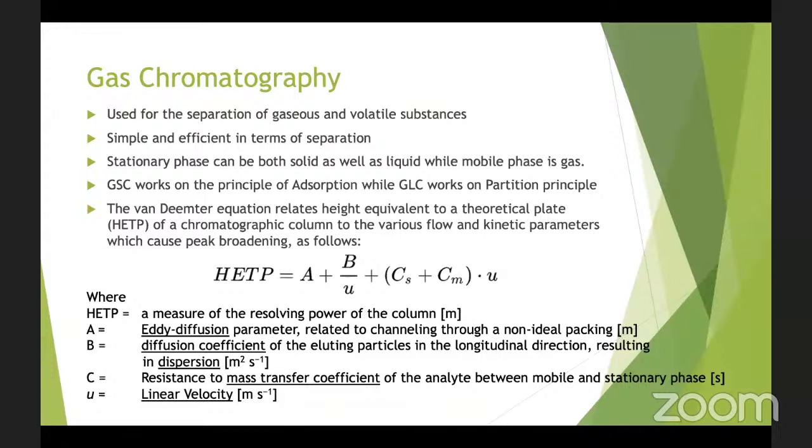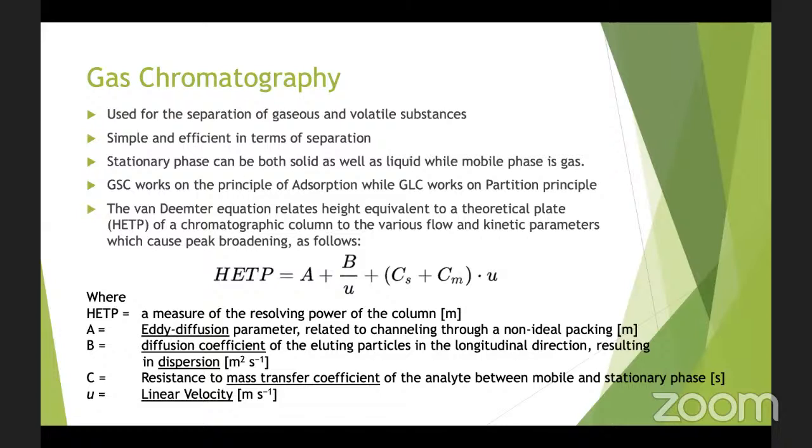Then A is the eddy diffusion, or the multi-path effect. I'll tell all this in detail one by one. I just give you the names, what it is, and then I will explain in detail. Then B here is the longitudinal diffusion, and C is the mass transfer. Mass transfer rate has two components, that is mass transfer rate from the stationary phase and mass transfer rate from the mobile phase. And mu here is the flow rate of the mobile phase.